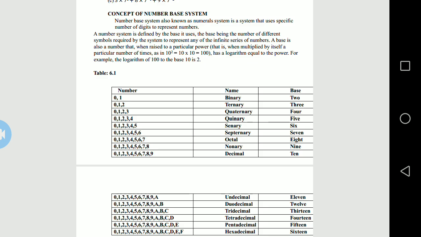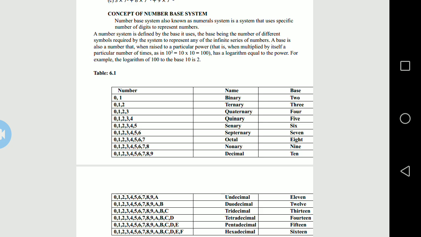So with this, we are going to look at the number-based system, where numbers are classified according to the base that they possess. Okay, according to their bases. Do you understand? Okay, so that's the system of number base. All right, so let's carry on.